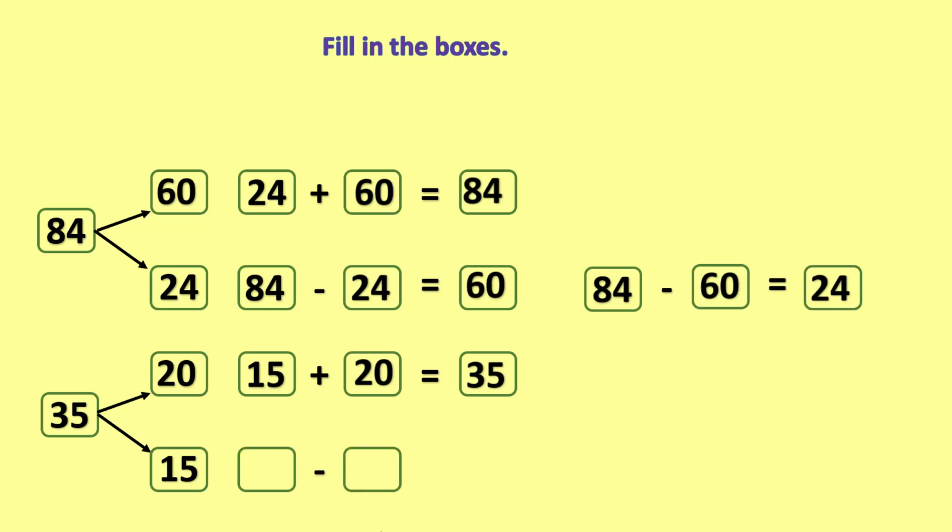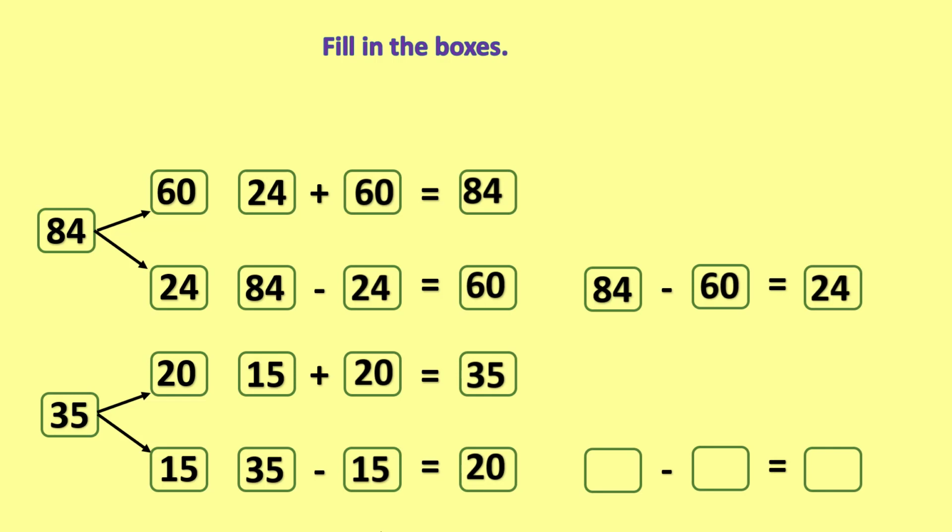Now we make a subtraction example from the above addition example. 35 minus, first we take 15 and then we take 20. It means 35 minus 15 is equal to 20. And then another example we get: 35 minus, this time we take 20 first and 15 last. 35 minus 20 is equal to 15. In this way we make two subtraction examples from one addition example.